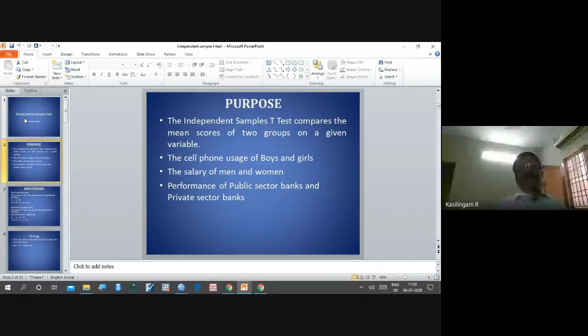Salary of men and women. Performance of public sector bank, private sector bank. Comparing A section, B section. Comparing rural and urban. Comparing educated, not educated. So like that, you have one category variable for which you have only two categories.